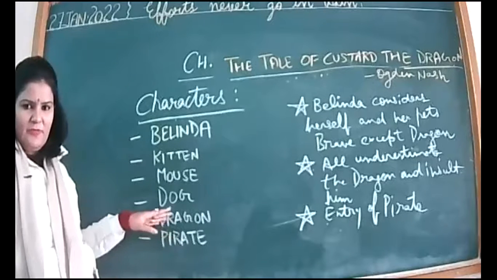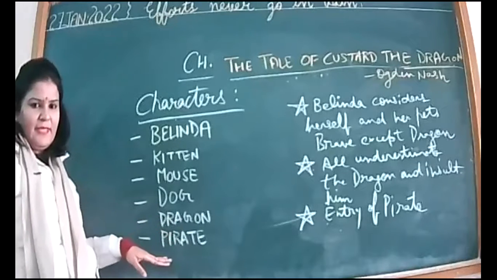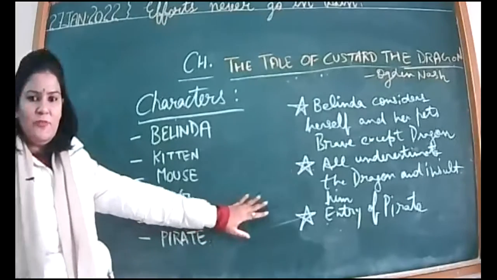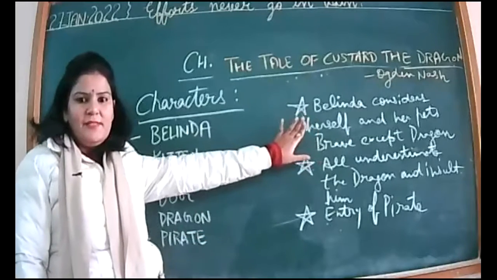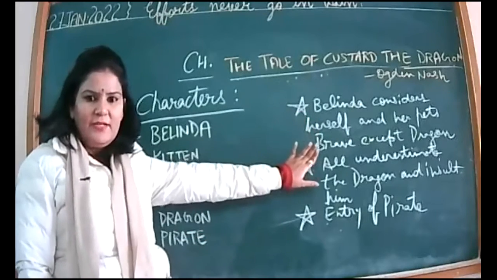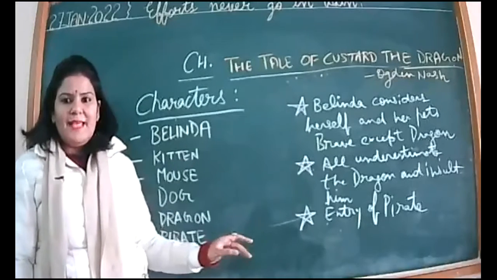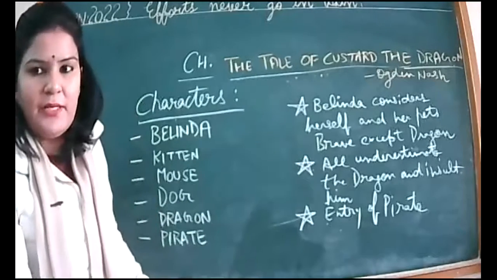Who will tell me the names of all the characters? I'll be showing you. And then one pirate also has entered our poem. Clear? So what we have read so far: Belinda considers herself and her pets brave, except a dragon. So this poem is actually written in the form of a ballad.